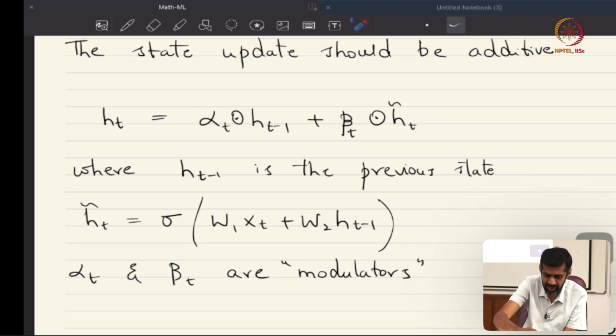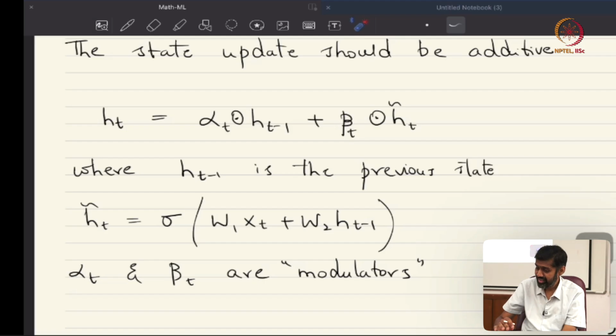Okay. Now what happens is, suppose you make beta t equal to 1. Okay, you get a particular type of RNN called a highway network. Okay. If you make your beta t to be 1 minus alpha t, then what you get is what is called gated recurrent units, GRUs. Okay. If you make both alpha t and beta t to be learnable vectors, then it is an LSTM.